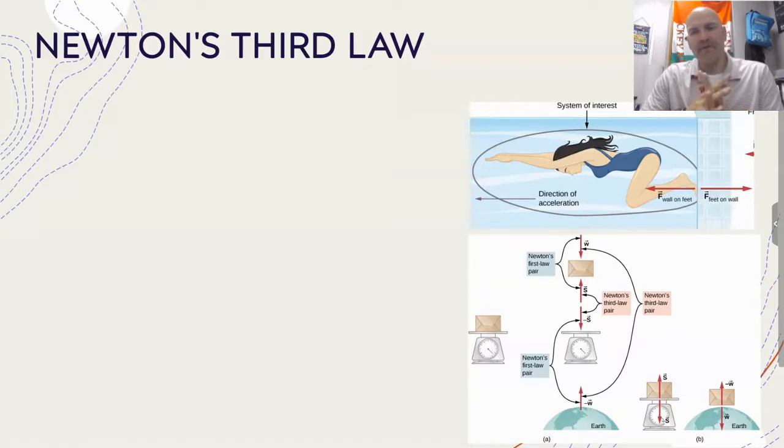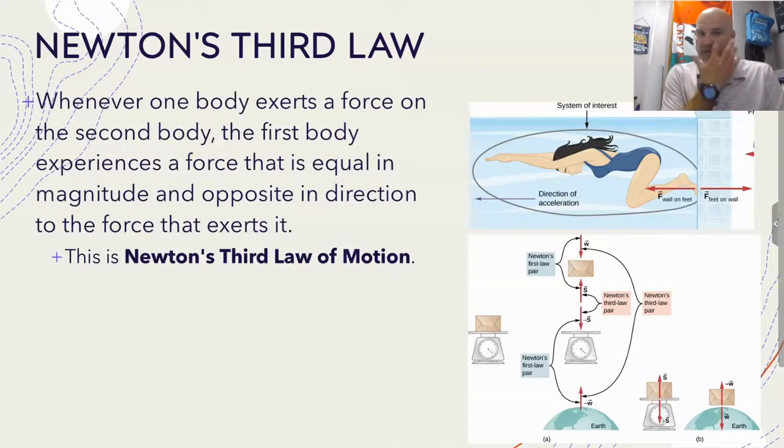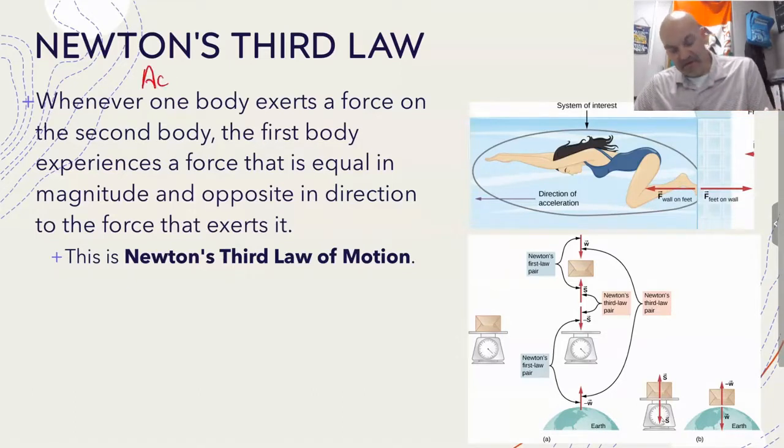So we're going to look at his third law, which is often referred to as the action-reaction pair, or simply, sometimes people refer to it as Newton's golden rule. The reason we say that is whenever one body exerts a force on a second body, the first body experiences a force that is equal in magnitude and opposite in direction to the force that it exerts. The way we think about it is, for every action force, there's an equal but opposite reaction force. That's why we call these action-reaction pairs.